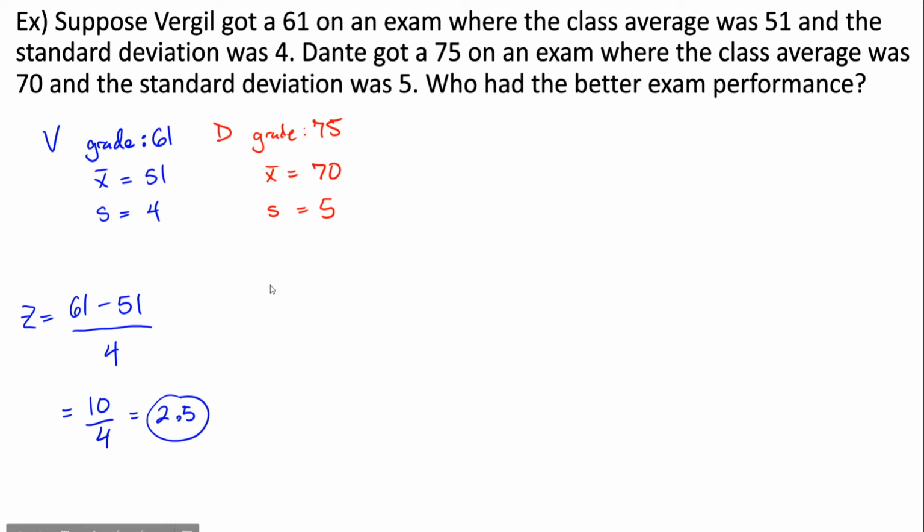Now we'll find the z-score for Dante. His grade was 75. The average was 70, divided by the standard deviation of 5. Here we get 5 over 5, which is equal to 1. So here we would say Virgil had the better exam performance because his z-score is higher, meaning the grade he got is more standard deviations above the mean.